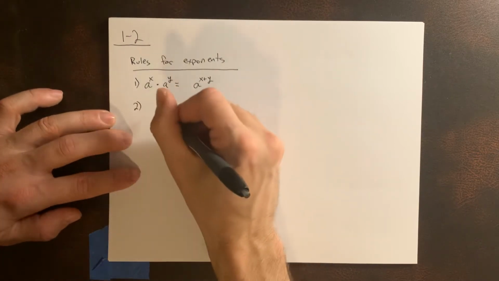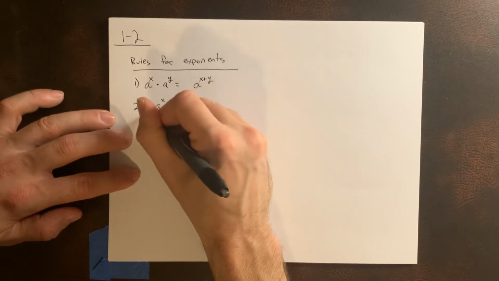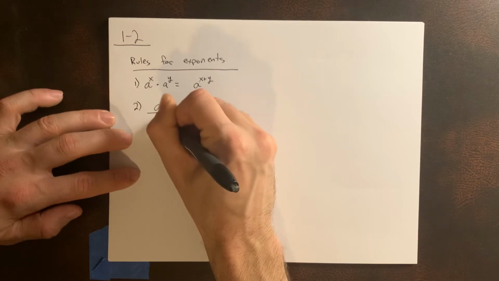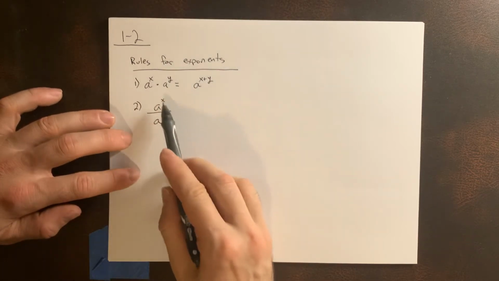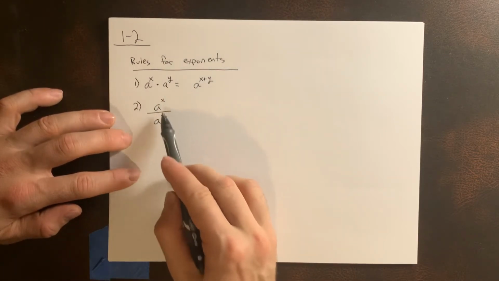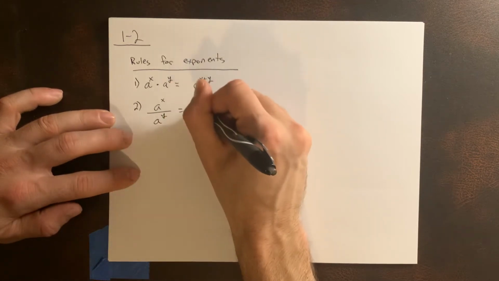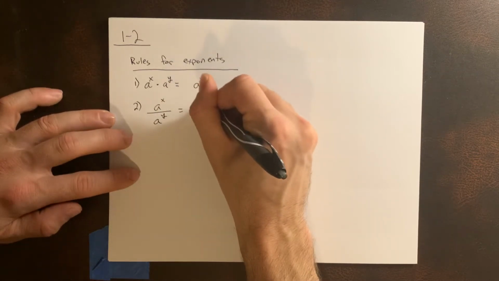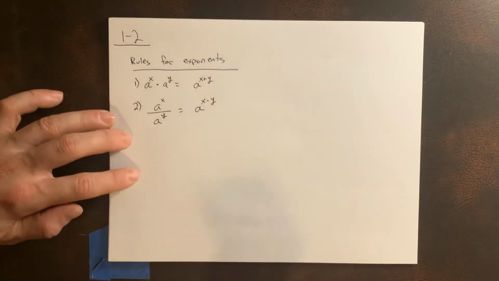The second one is, say we have the same base, a to the x, and then we're dividing by a to the y. So we have the same base, different exponents, and we're dividing. How we write this is, again, just one base, then we write the top exponent, x, minus the bottom one, y.